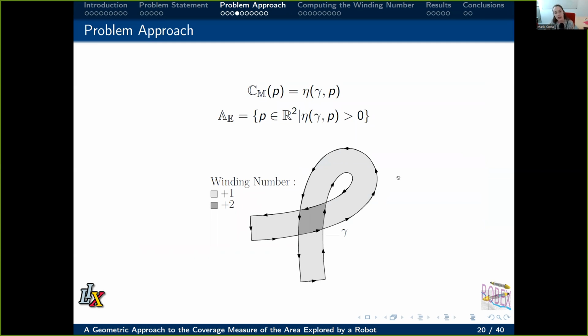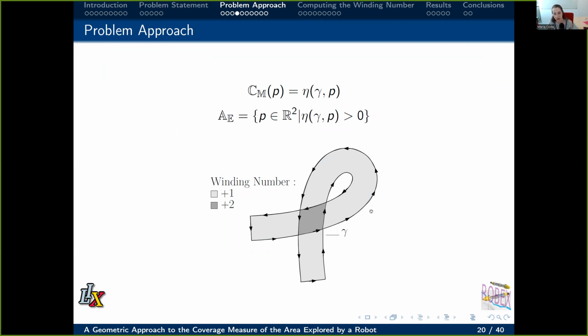Okay, and in this work, we are going to establish a relation between the coverage measure of a point in the plane and the winding number of the sonar's contour with respect to this point. Under some conditions that I'm going to discuss in this next slide, we are going to prove that these values are the same. And in this case, we can define the explored area as a set of points such that the winding number of the sonar's contour with respect to these points is bigger than 0.